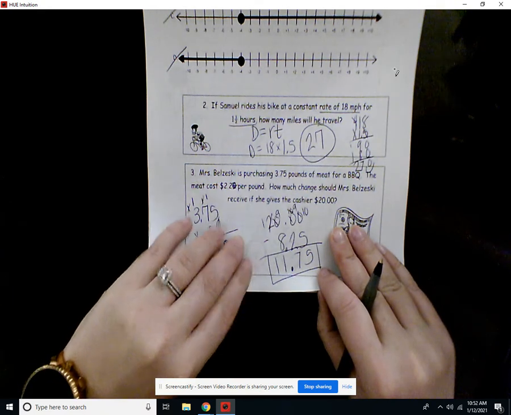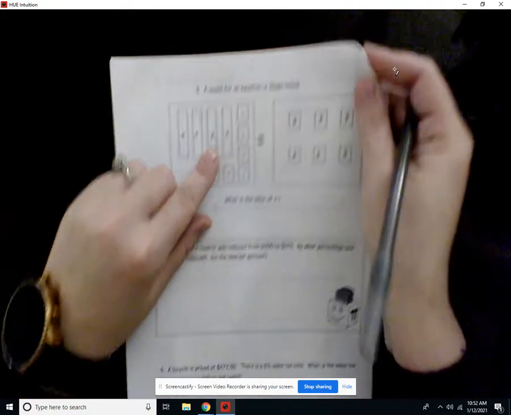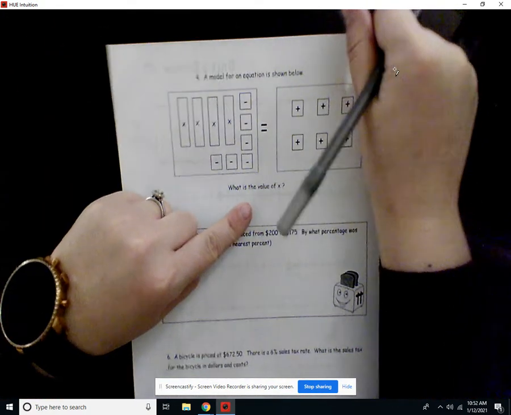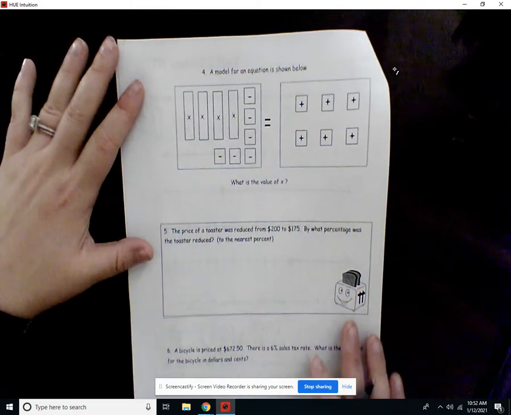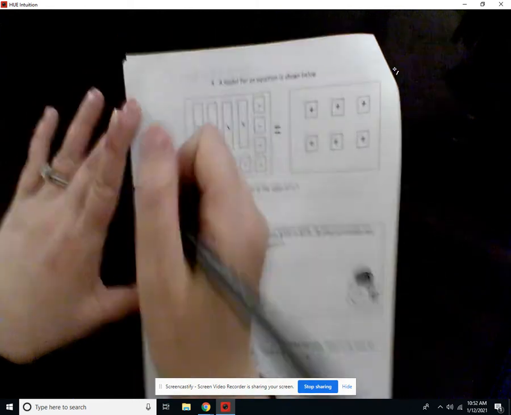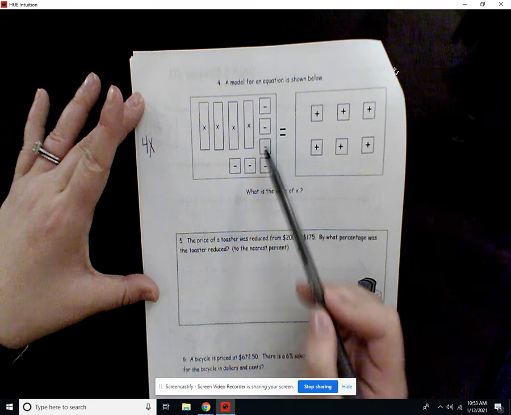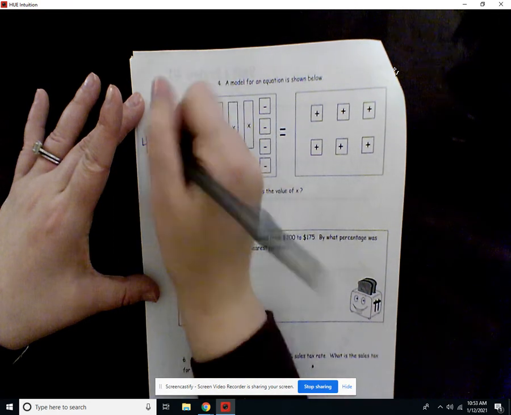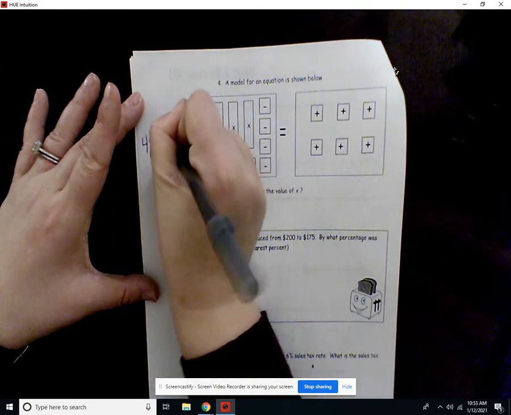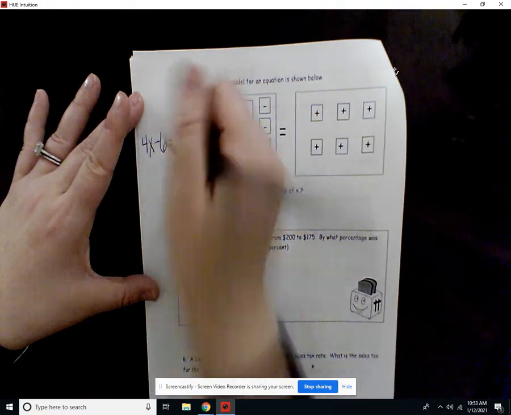All right, so let's look at number 4. So a model for the equation is shown below. What is the value of x? So first we're going to find our equation. So we'll count our x's, 1, 2, 3, 4. So 4x. Count our negatives, 1, 2, 3, 4, 5, 6. So that's going to be a minus 6 or negative 6 equals 1, 2, 3, 4, 5, 6 positives.